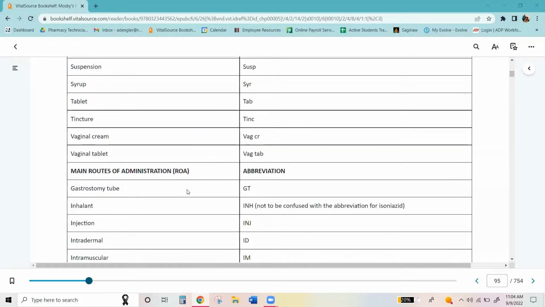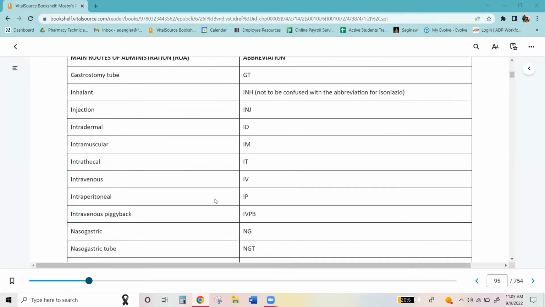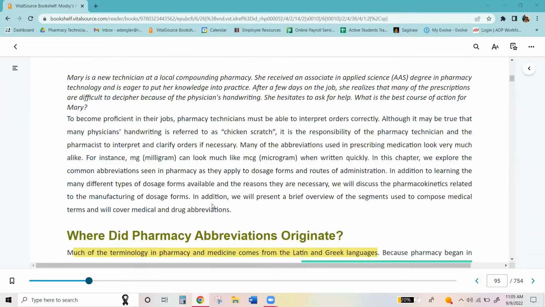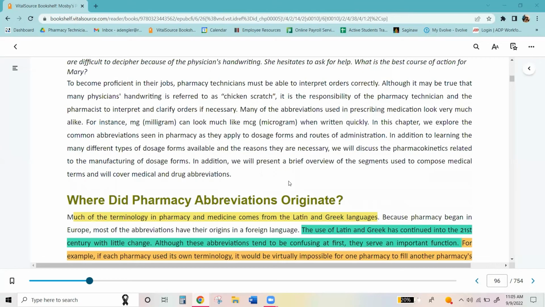but I highly recommend making some flashcards for these and for SIG codes. It will definitely help you throughout the program, throughout this course, and of course to prep you for your national exam and of course for the job you're going to do. To become proficient in our jobs, we must be able to interpret orders correctly.